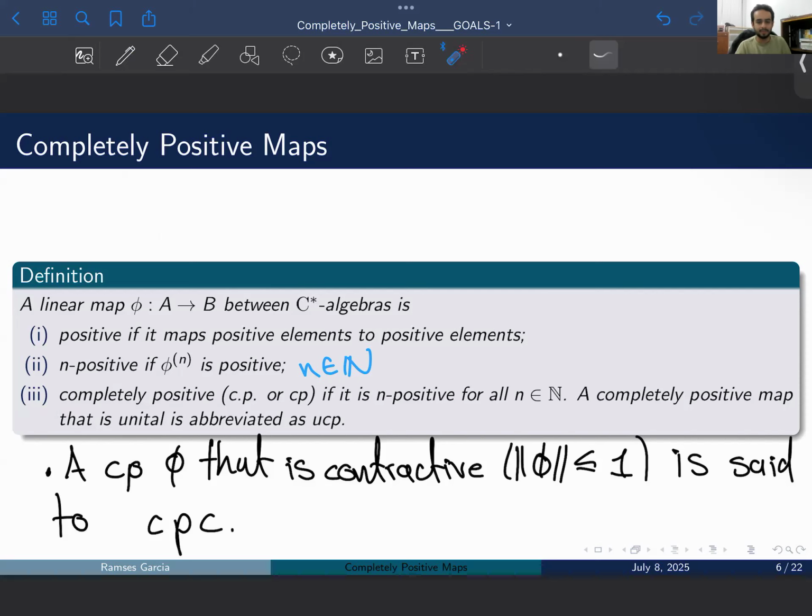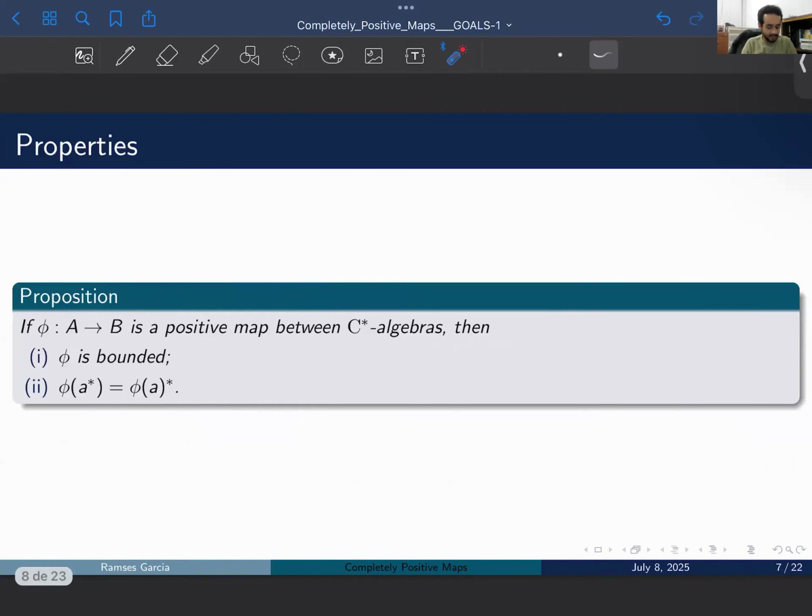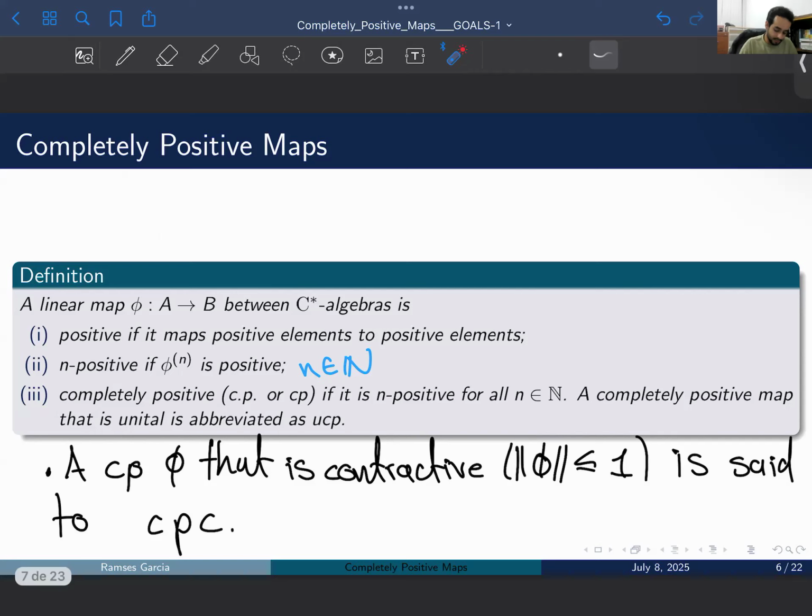We have two basic properties, but important ones. If you have a positive map between C-star algebras, then that map is bounded and that map is star preserving. So you have that for phi, and this only assumes positivity. In the last slide, I wrote down the norm of phi. This makes sense because it is positive. The phi is positive. So positive maps are always continuous.